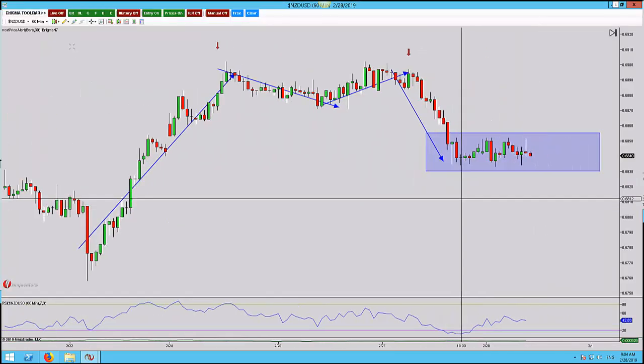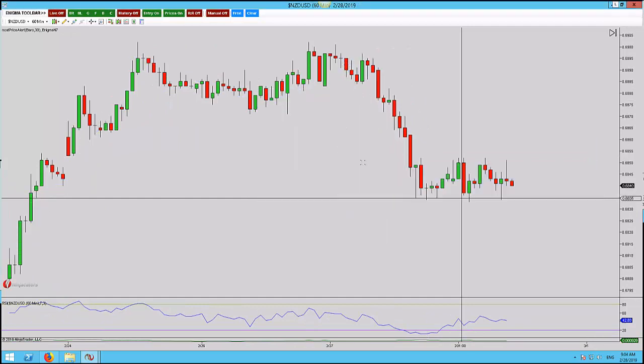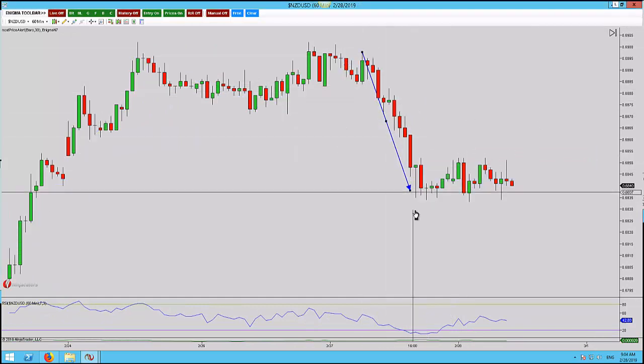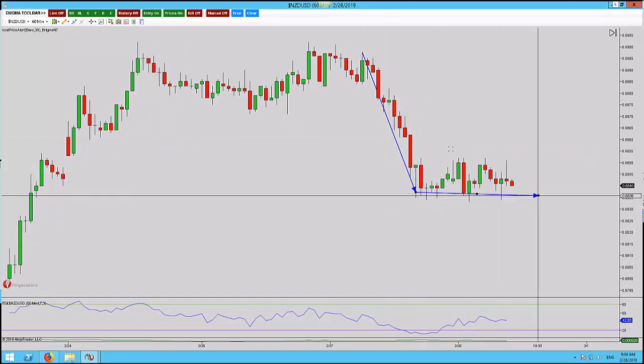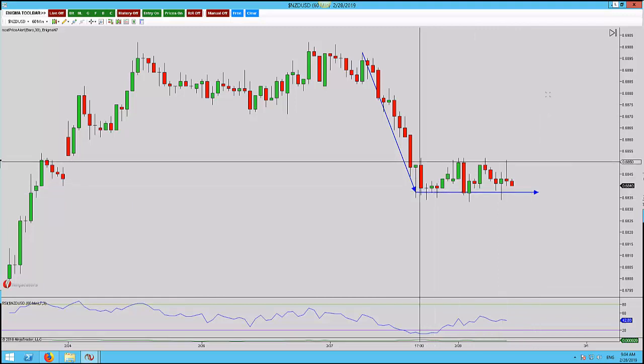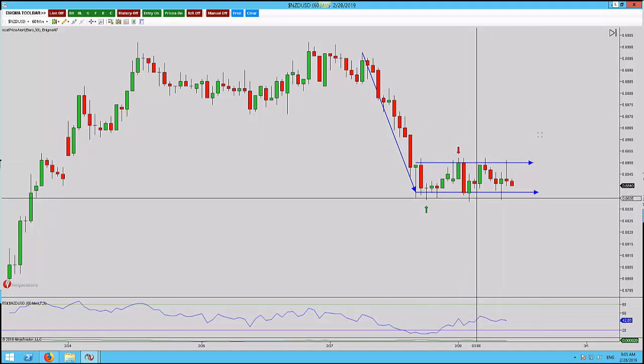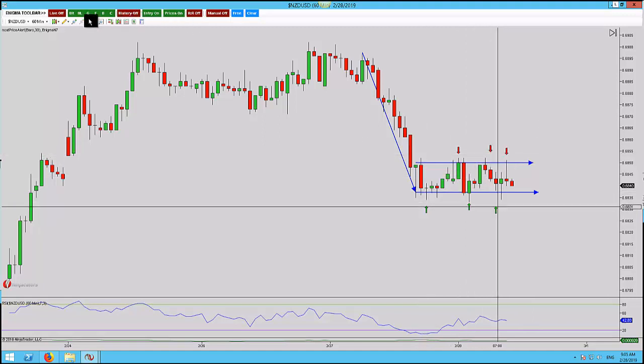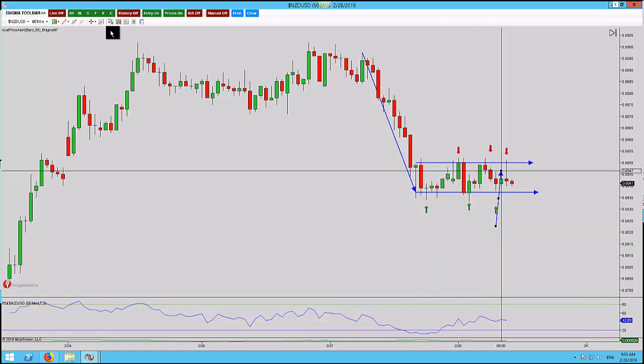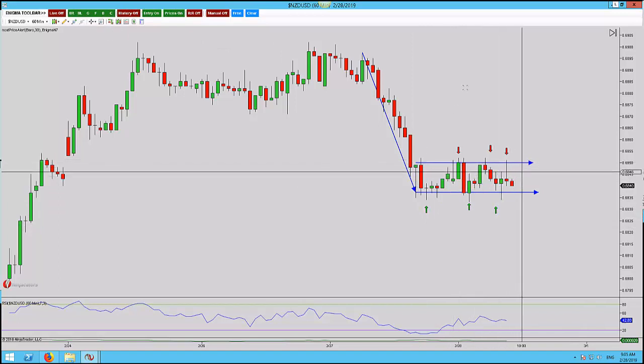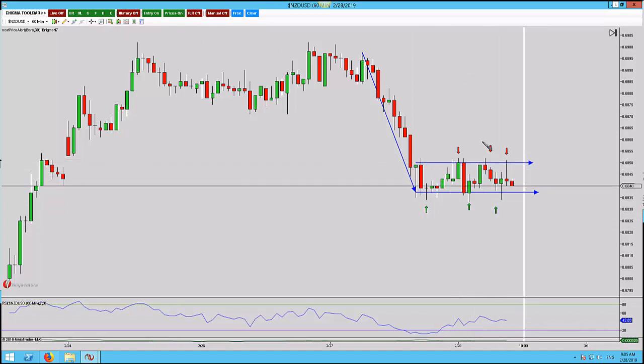Let's go to the 60. Here on the 60, we're looking for a couple of things. We're looking for a very directional pole. We have got it. We are then looking for the trend line to be adhered to, and you can see we have done that. We have not closed below or above the trend line, which is absolutely key.